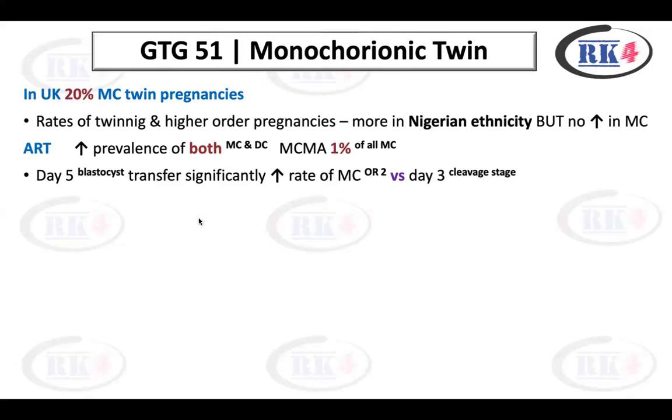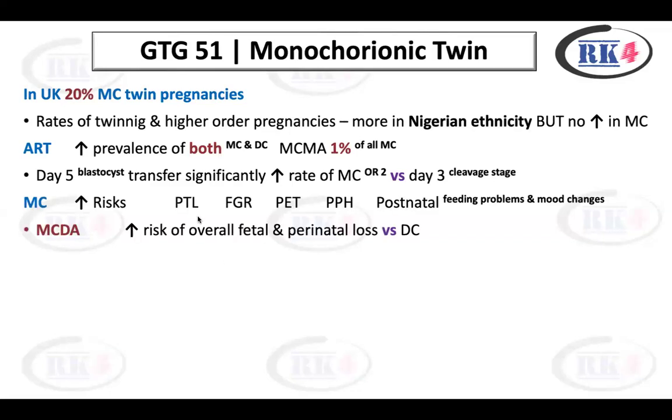Day 5 blastocyst transfer significantly increases the rate of monochorionic pregnancies as compared to the day 3 transfer. So that's important information. You may be tested on that. Then, monochorionic pregnancy: why is there a green top guideline?